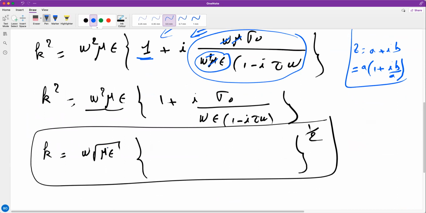Now, I have a question. What is the unit of this? Who can give me the unit of this?